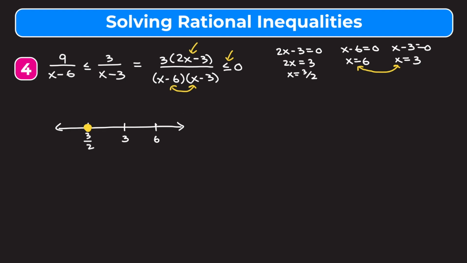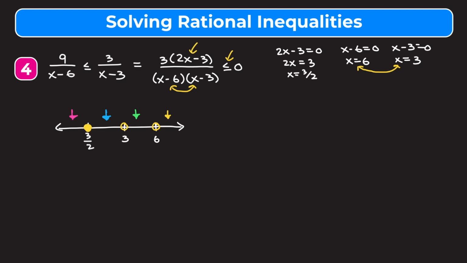So we know that x cannot equal 3 and cannot equal 6. So we're going to put open circles there. And now we need to test each part of our number line. So the left part, we need to test in between 3 halves and 3, in between 3 and 6, and to the right of 6. So now we need to pick some values and plug it into this factored form that we found.